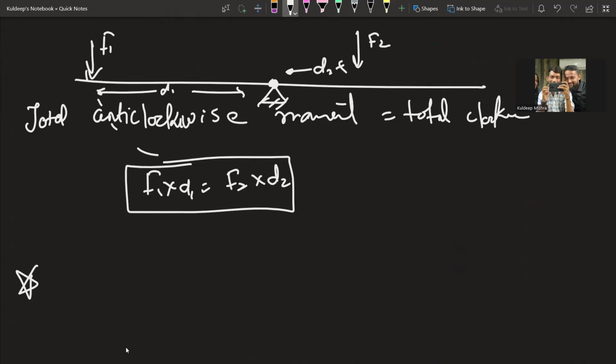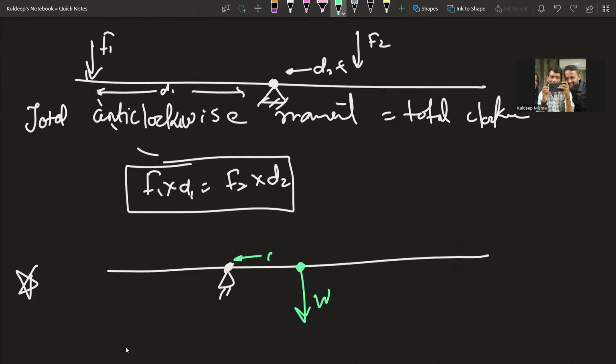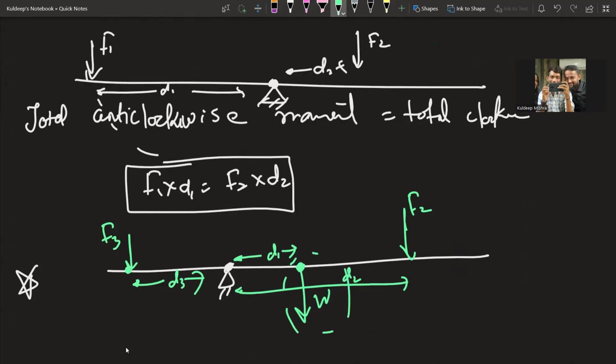Also remember, very important, if it is not hinged at the center, if it is hinged somewhere here, and there is weight of the beam, let us say W, at distance D1, and another force F2 at distance D2, and here we have a force F3 at distance D3. So you will always have to count for this also. F3 times D3 equals W into D1 plus F2 into D2. And the weight will always act at the center of the beam.